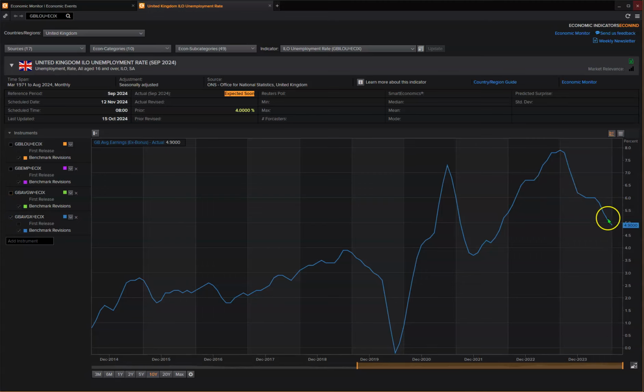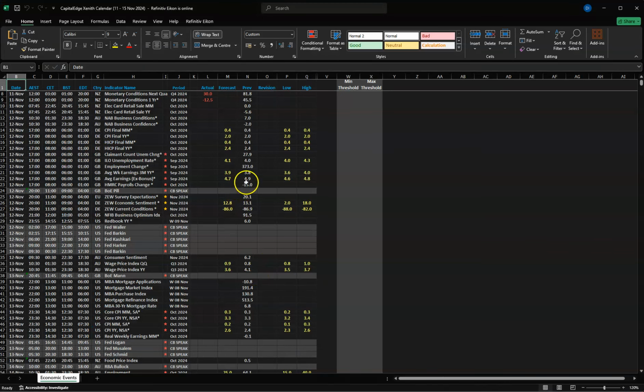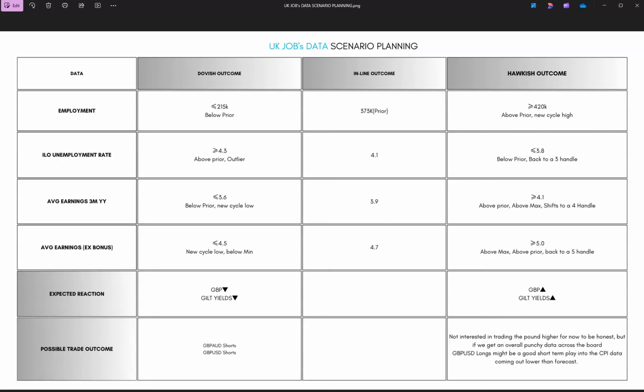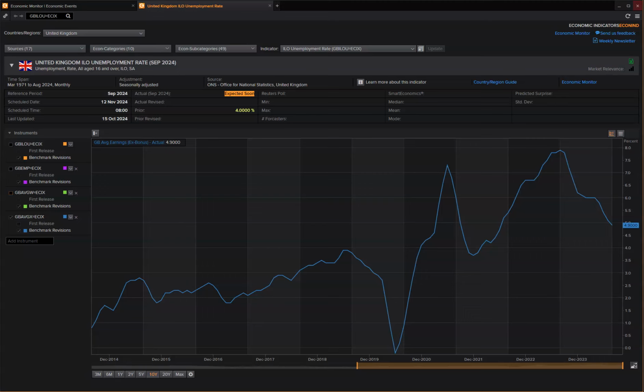So let me show you guys this. The previous number here, one sec, guys. So yeah, the previous number here was a 4.9. And I went with a 4.5 or below, because it's a new cycle low on the chart. We haven't been this low since 2022. So yeah, that should count for a dovish outcome.